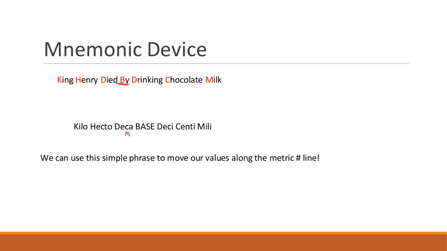But King is kilo, Henry is hecto, died is deca, by is base, which remember is gram or liter or meter. Drinking is deci, chocolate is centi, and milk is milli. So King Henry died by drinking chocolate milk. Sucks for him. So we can use this simple phrase to move our values, whatever value or measurement, along the metric line.